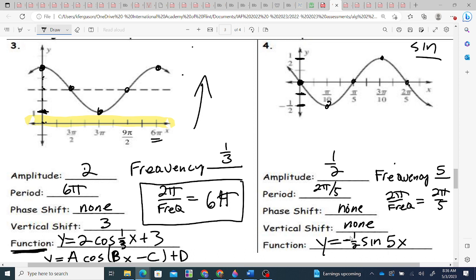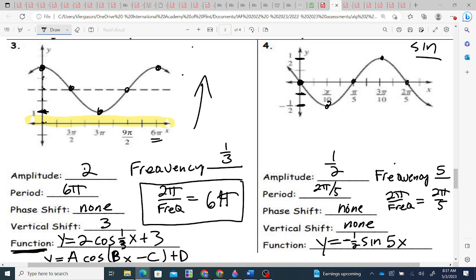So y equals negative, and then I need the amplitude. Well, from the midline to the highest point of the graph is 1/2. So that means my amplitude is 1/2. So y equals -1/2. Like we said, this is a sine graph. And then I need my frequency.